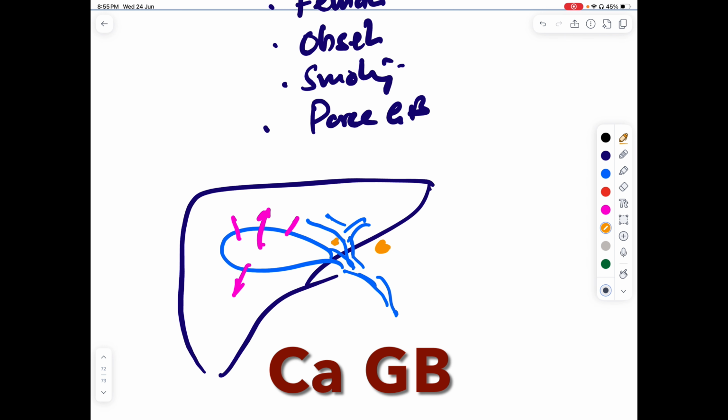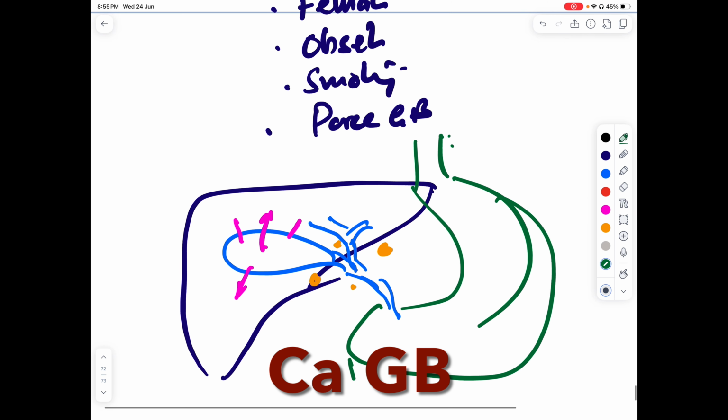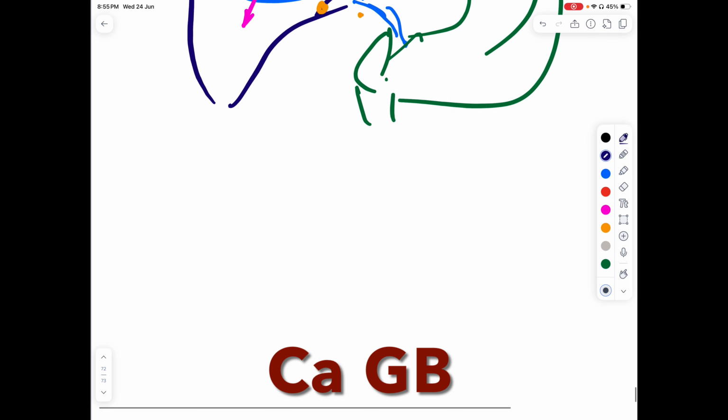So here is the stomach. So it goes to the stomach, surrounding lymph nodes, porta hepatis. What is the most common type? Most common type is, again, glandular epithelium, so adenocarcinoma.